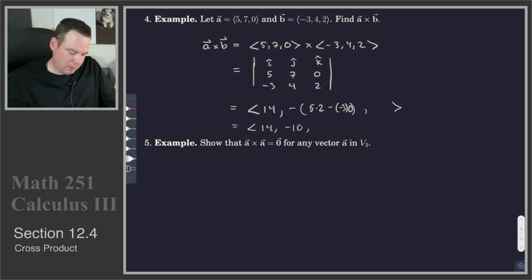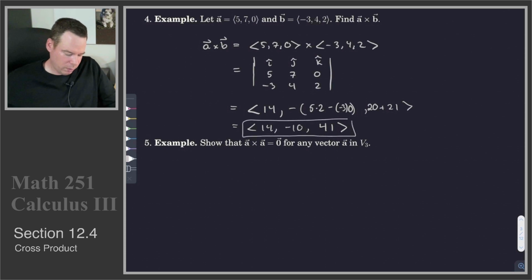And then the last entry we get by considering this 2 by 2 submatrix, and it's 5 times 4 minus negative 3 times 7. So that's 20 minus negative 21. So in other words, it's plus 21, and so that has a value of 41. And so there is our cross product: 14, negative 10, and 41. So that's one way to do it with a memory device.